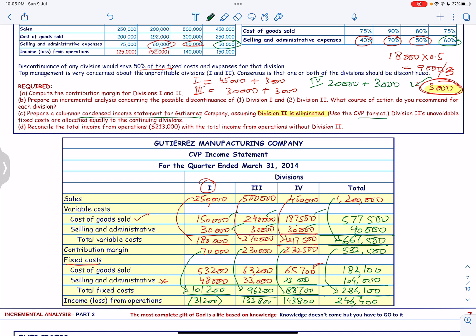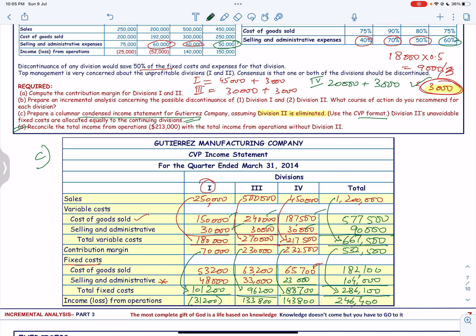So this is what the columnar condensed income statement for the company is, and we have used the cost volume profit format. Sales minus, we have used the contribution margin in our discussion. And now they ask us what course of action do you recommend for each division. Division 2 is a, so for each, that is what we have done. Okay, and now we go to number D. So that is number C, that is what we have completed, and we go to number D.